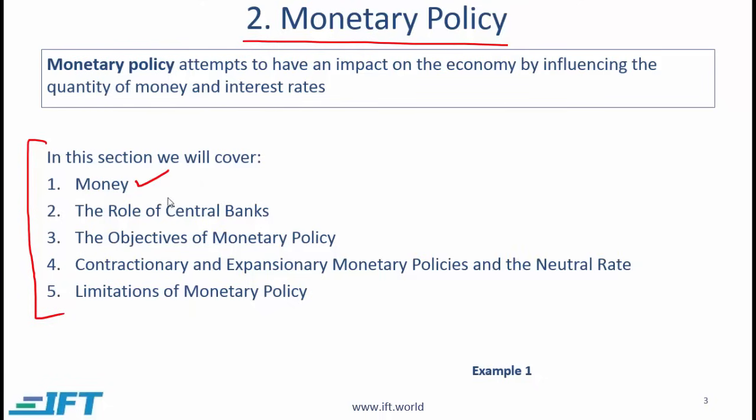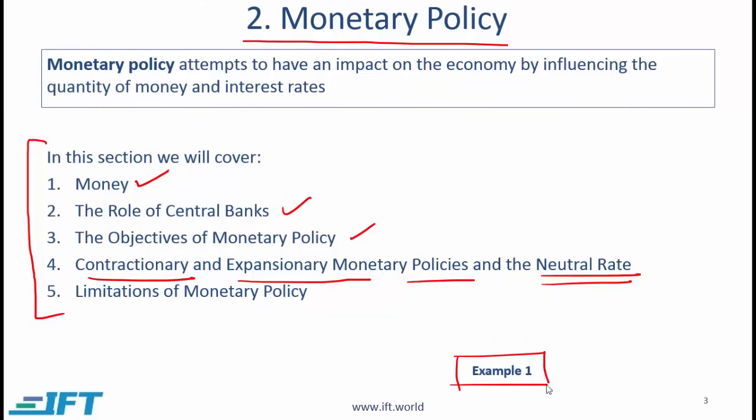We will talk about the concept of money, the role of central banks, the objectives of monetary policy. We will then understand what we mean by contractionary and expansionary monetary policies and the neutral rate. This is a neutral interest rate. And finally, we will talk about the limitations of monetary policy. At this stage, I want you to do example 1, which illustrates the difference between monetary policy and fiscal policy.